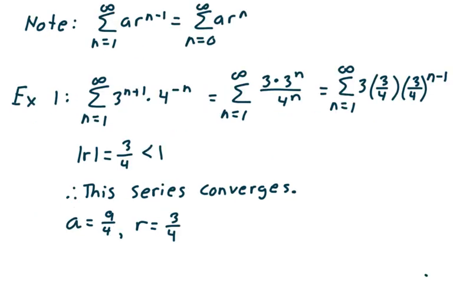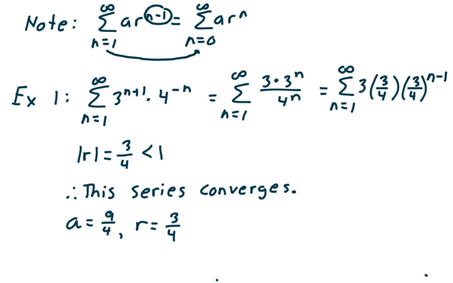Also note, the summation from n equals 1 to infinity of ar^(n-1) is equal to the summation from n equals 0 to infinity of ar^n. So notice how the lower limit went down 1 and the exponent on the r increased by 1 to counterbalance. Now, let's take a look at the first example.